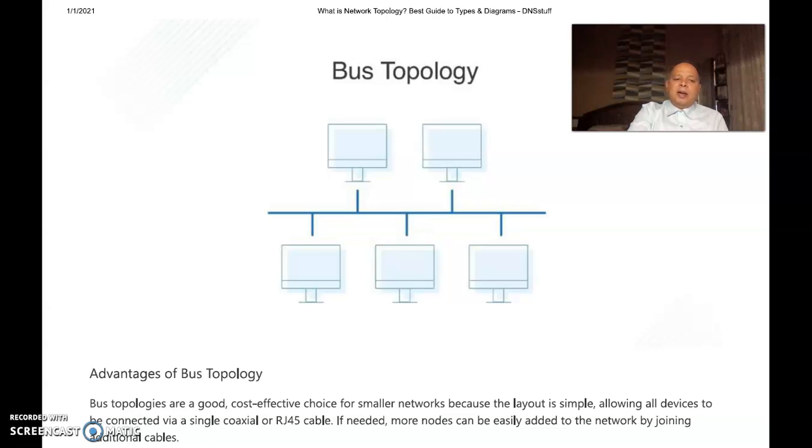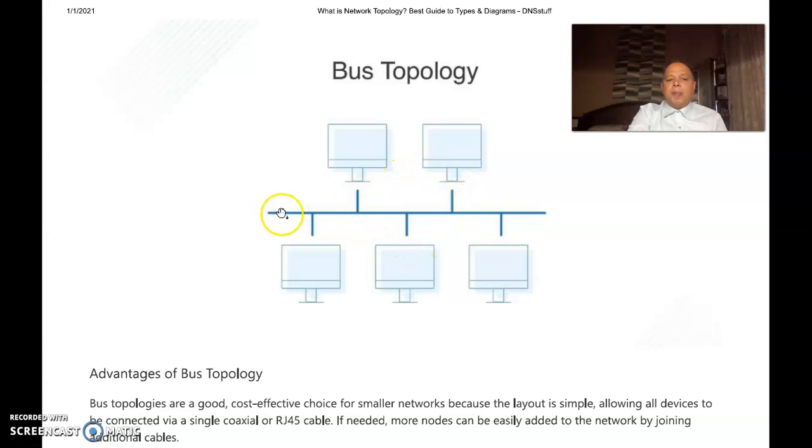We'll see the advantages. The advantages are, it's a very cost effective choice, because the entire design depends on the main cable. Unlike the star topology, there is no central hub. If the central hub fails, then the entire network goes down. That was the issue with the star topology.